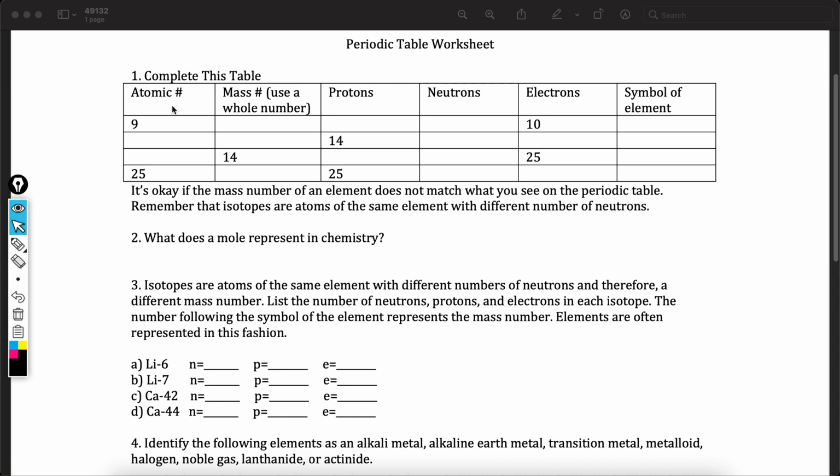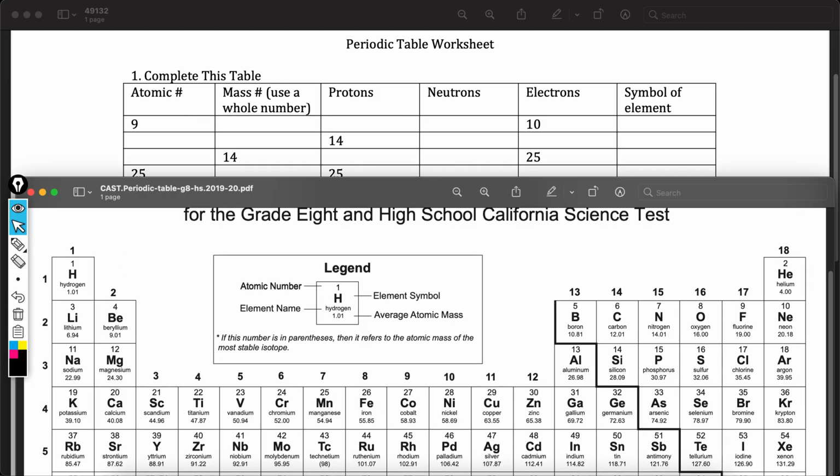Number one, complete this table. We've got atomic number, mass (use a whole number), protons, neutrons, electrons, and the symbol of the element. So really quick, something I want to cover. I'm going to use this. This is a good indicator.